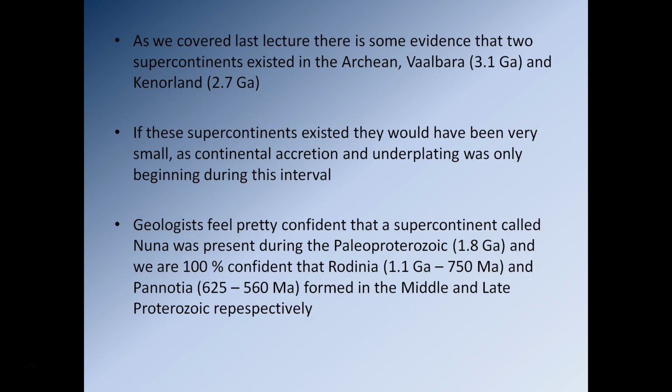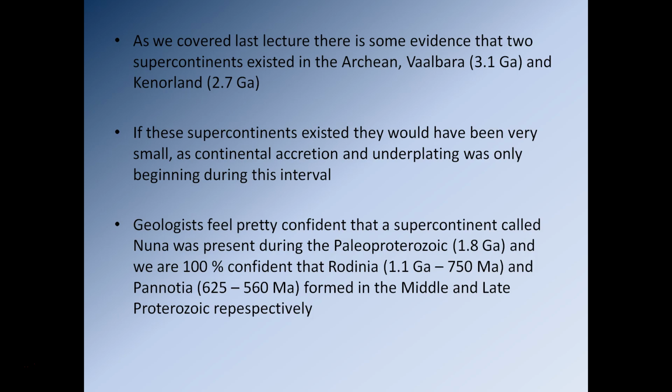So as we covered last lecture, there is some evidence for two supercontinents in the Archean. We called them Valbara and Cornland. But we also said that, bearing in mind how old the rocks are and how strongly deformed those rocks are, to prove definitively that those supercontinents existed is very, very difficult. So even if these supercontinents did form, they would have been very, very small, because the pieces of continental crust making contact with each other would not have been that large.